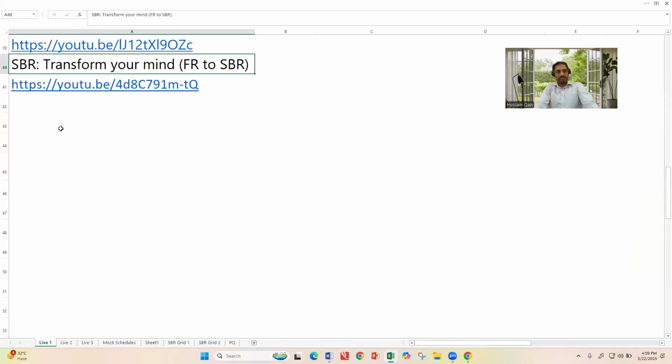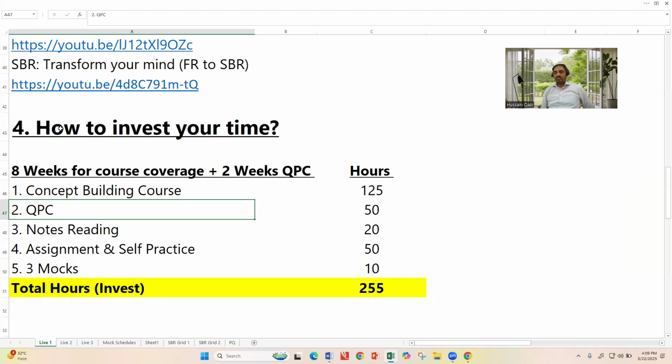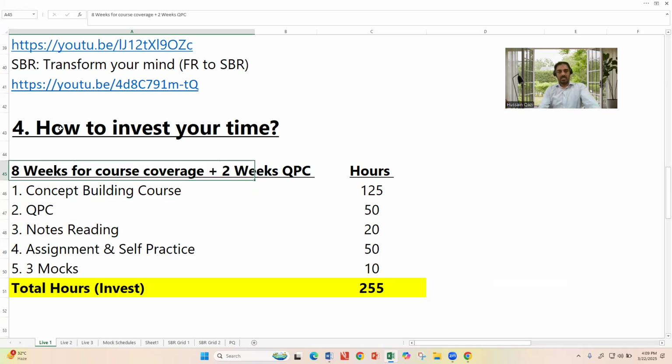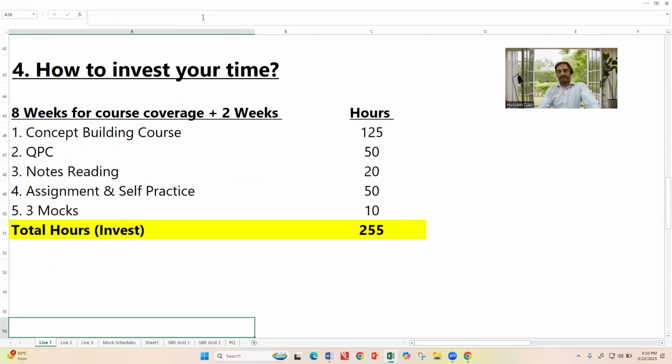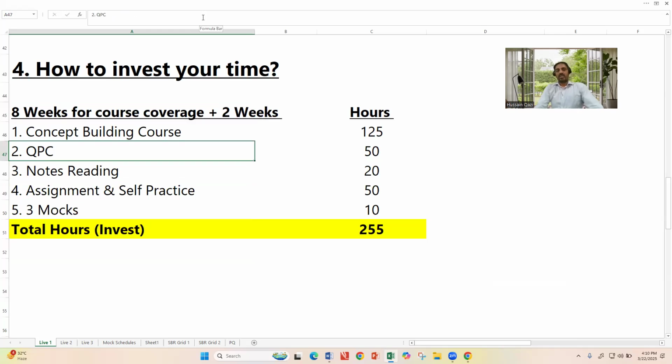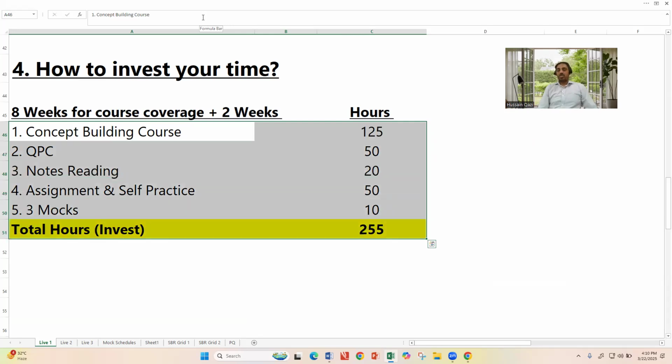Students, as I said earlier, from now you have almost 10 weeks. So you can manage the thing in this manner: 8 plus 2 weeks. The first point is how much time we require to cover the course plus question practice course plus mocks and all these things.